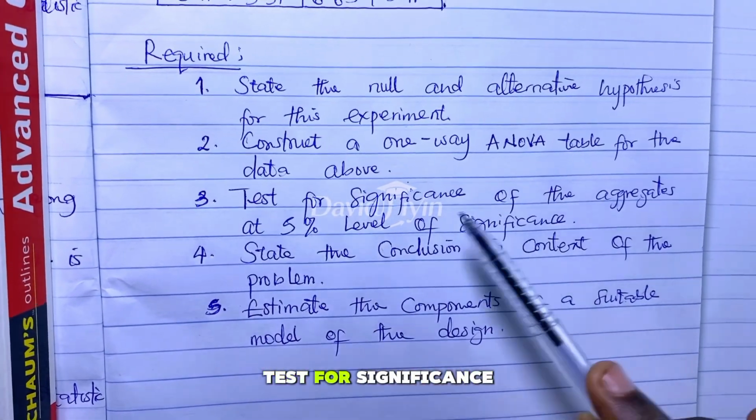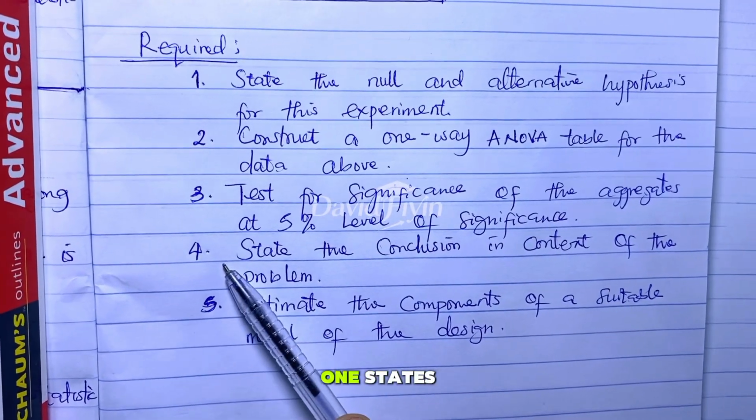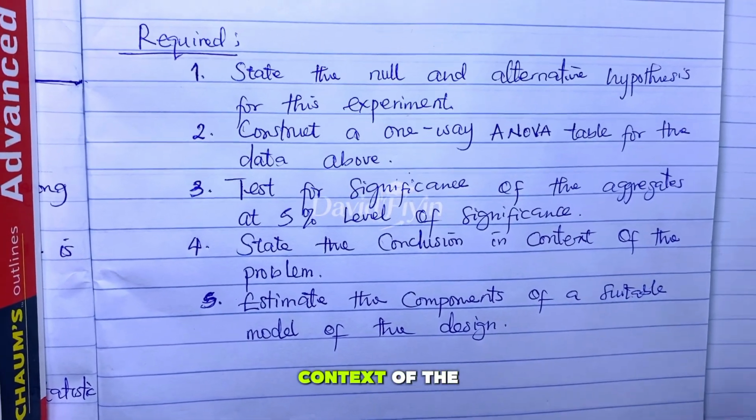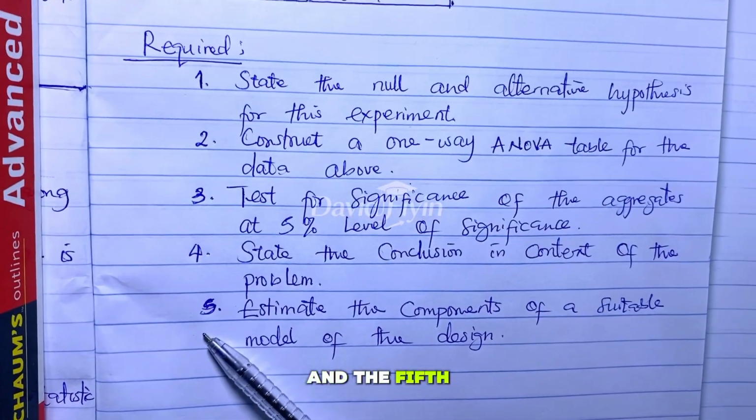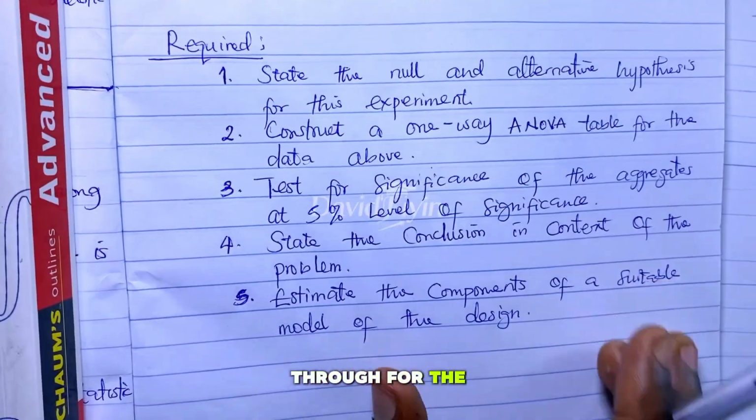The third question, test for significance of the aggregate at 5% level of significance. The fourth one states the conclusion in context of the problem. And the fifth question, estimate the components of the suitable model for this design. So let's go through the solution.